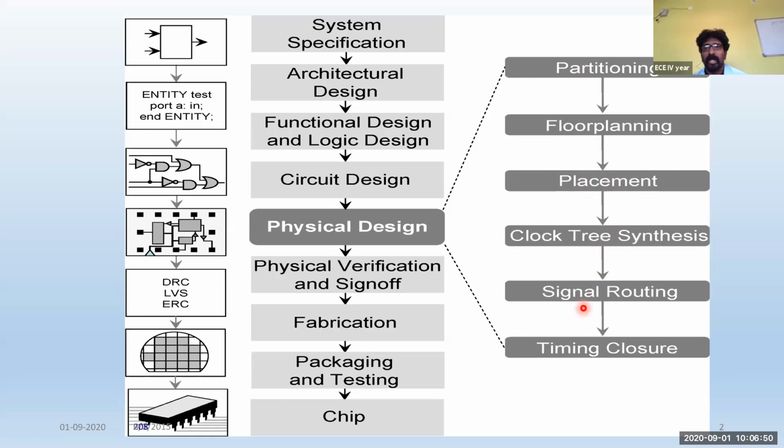Then later the signal routing. Signal routing is nothing else but the wiring connection, the wiring part. So we are supposed to connect each and every wire carefully such that the signal can easily move from the input module to the output module. And last will be the timing analysis, where you will be obtaining the final output once the physical design has been done.